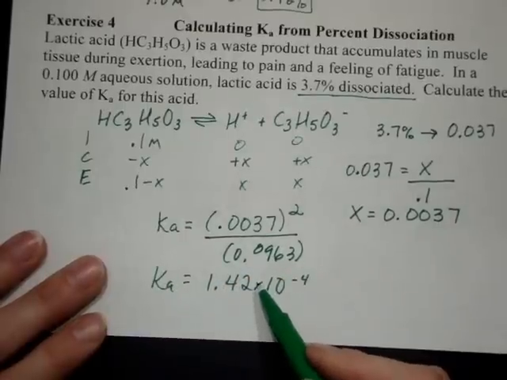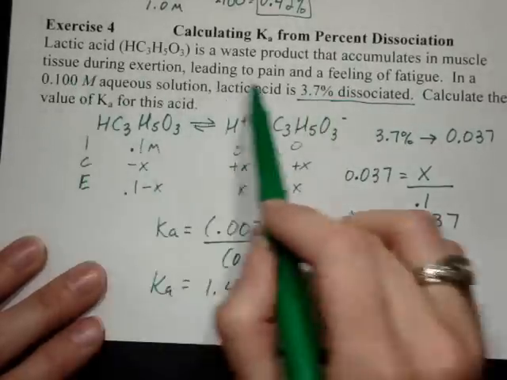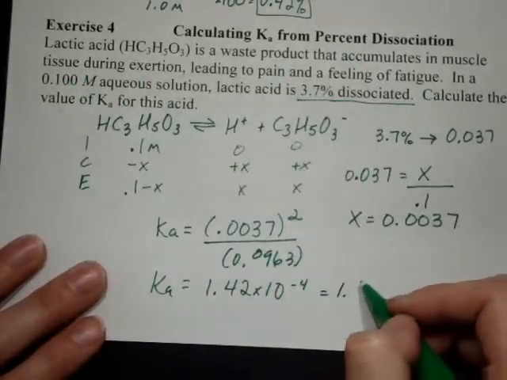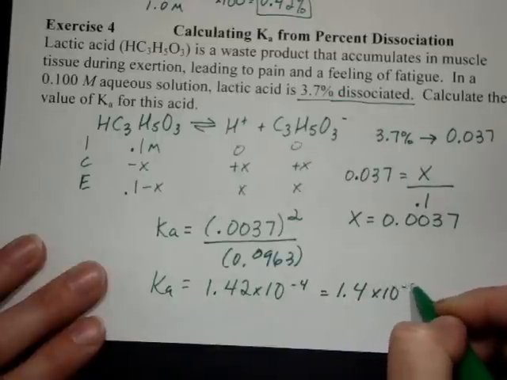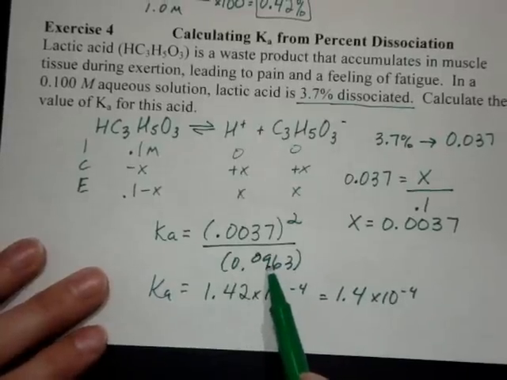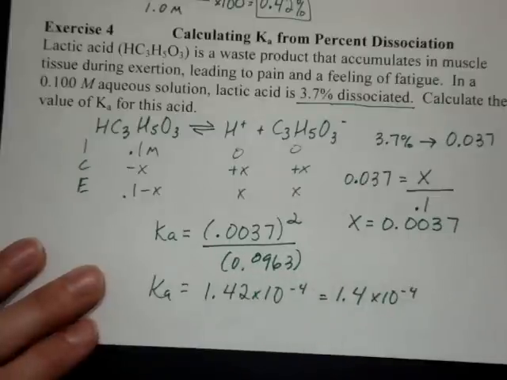Because we're looking at sig figs here, we have a percent dissociation, or the concentration. This has fewer significant figures. You could get away with saying 1.4 times 10 to the negative 4 for your Ka without any difficulty, in which case it didn't honestly matter whether you subtracted from the original value or not, but it is the best practice to go ahead and do that.